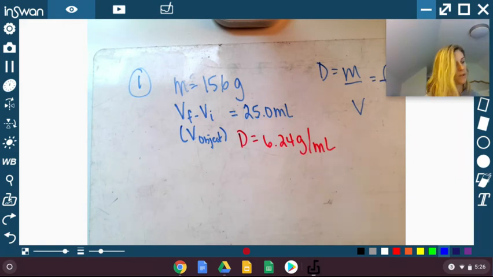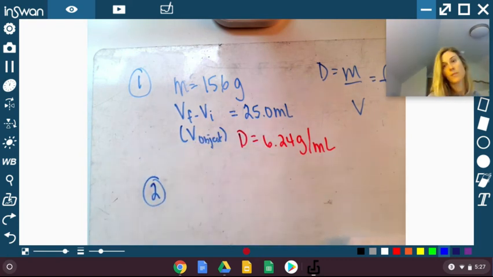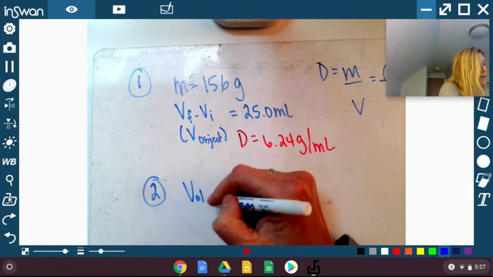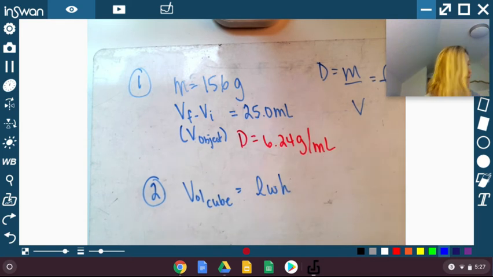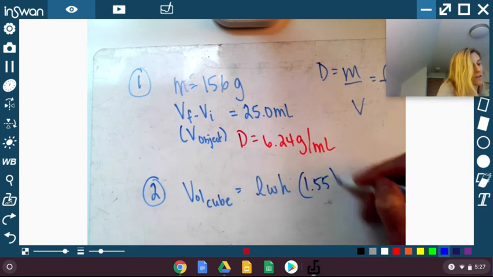All right, number 2, it says a cube of gold has a side length of 1.55 centimeters. If the sample is found to have a mass of 71.9 grams, find the density. So this one is not water displacement, but it has an additional step. So that's why maybe I'm considering it level 2. It's a cube of gold, so to find the volume of a cube, it's going to be length times width times height. If it's a cube, all the sides are the same. So it's 1.55, and to find your volume, you need to cube it.